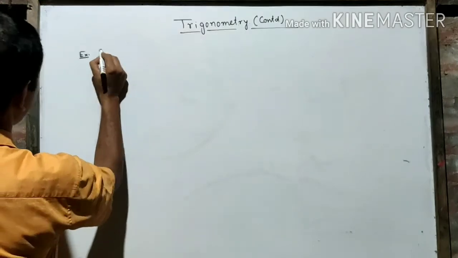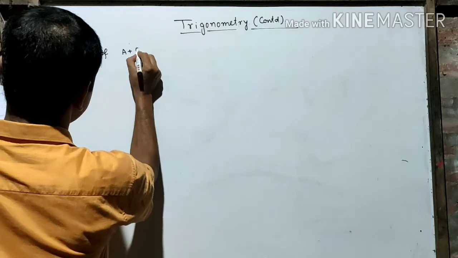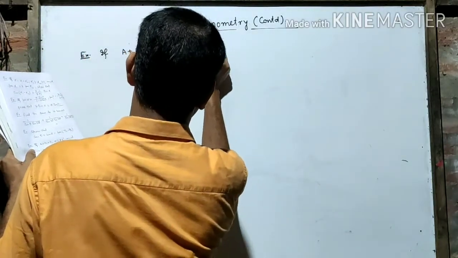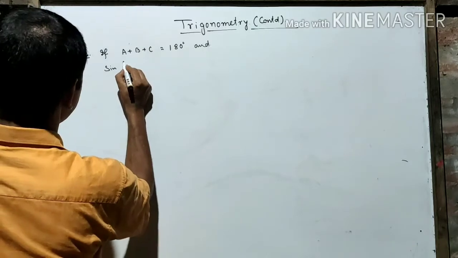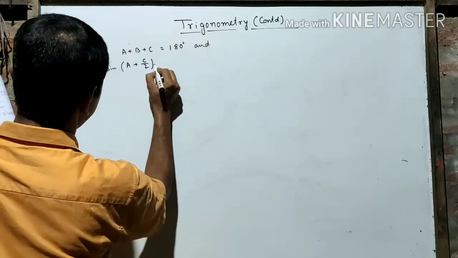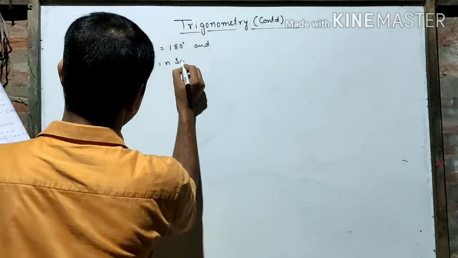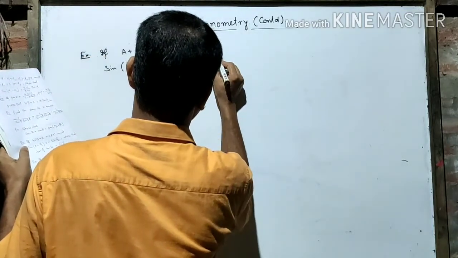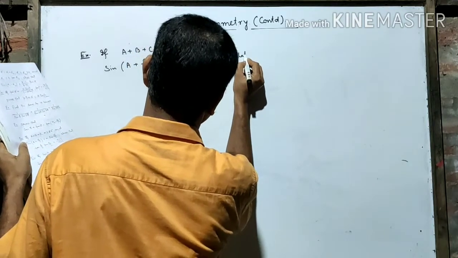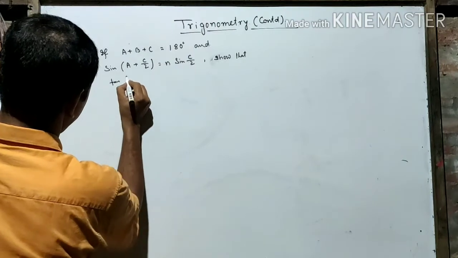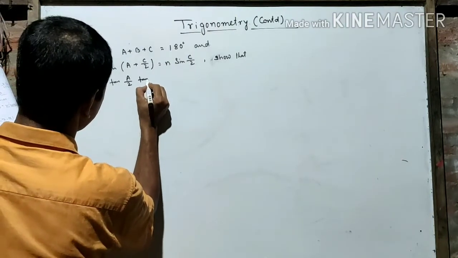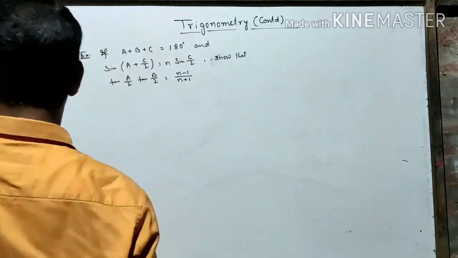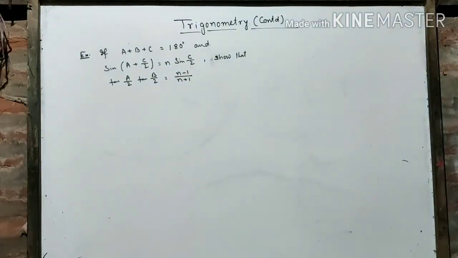This is a bit complicated. If A plus B plus C is equal to 150 degree, and sine of A plus C by 2 is equal to n sine C by 2, show that tan A by 2 into tan B by 2 is equal to n minus 1 by n plus 1. Okay, so follow the question.